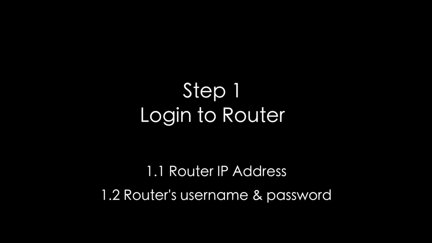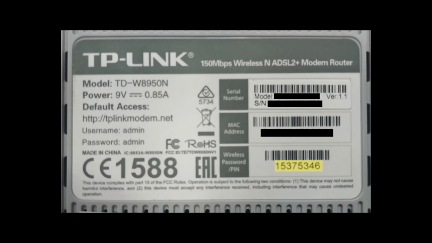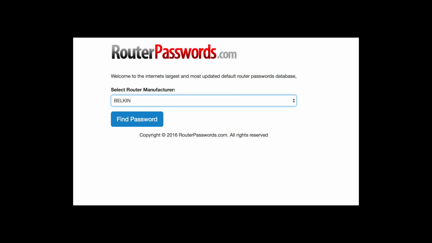So step 1, log into your router's admin panel. Now in order to get into your router's control panel, we need 2 things. First is the router's login IP address, and second is the login username and password. Now you can find both of this information at the back of your router, or you can do a quick Google search and go to routerpassword.com, and there you will find all the default credentials for most popular routers.